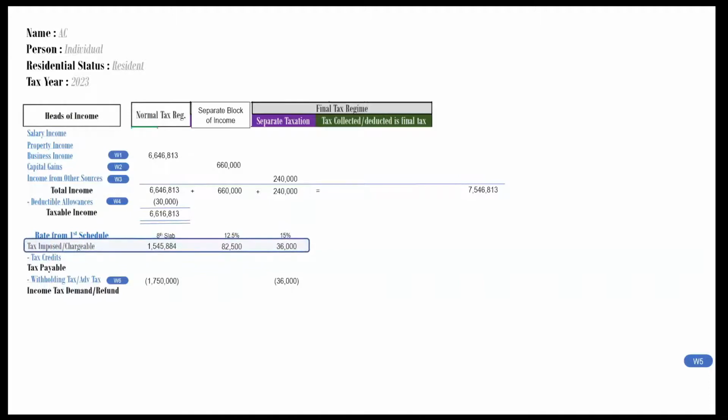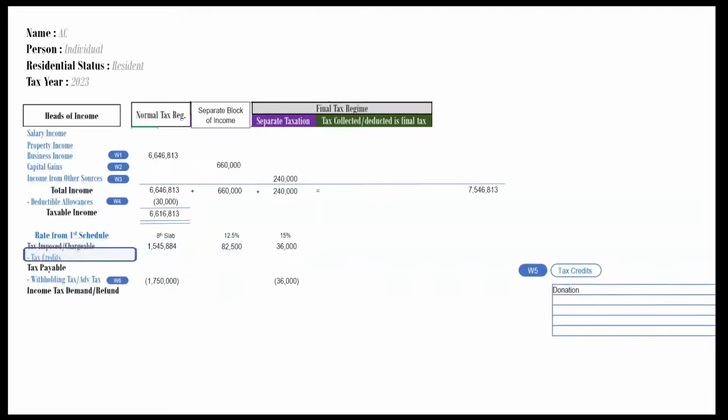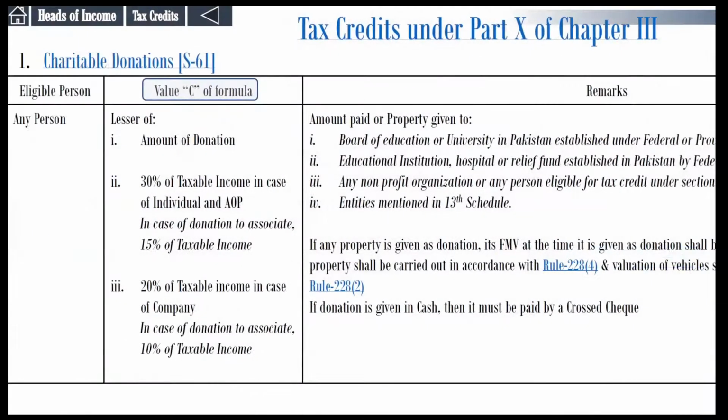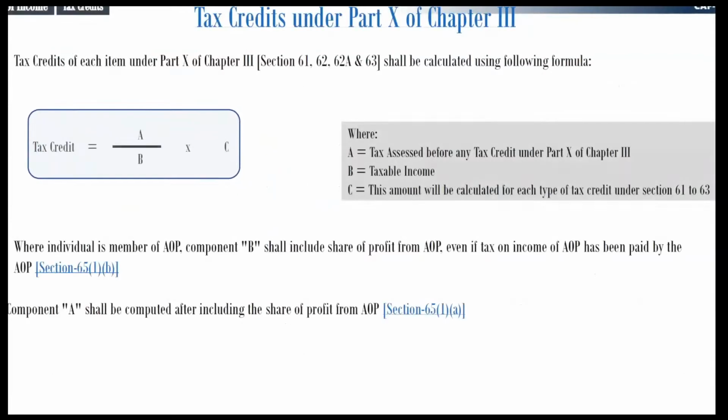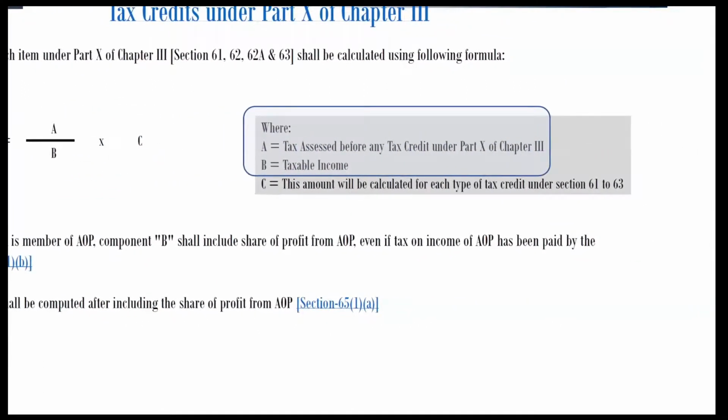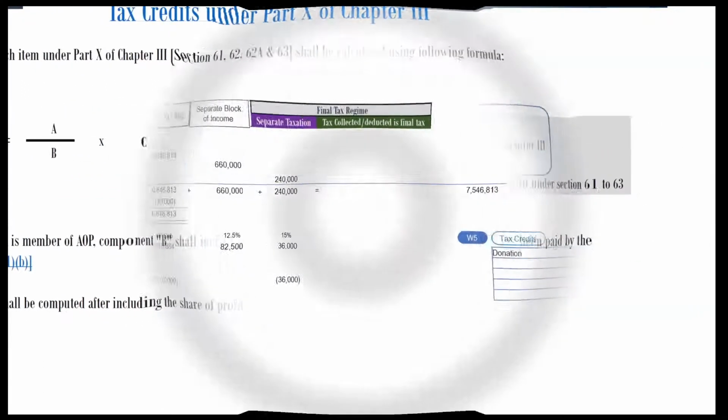Now we need to work on working 5 for tax credits. Recall notes slide for section 61. This section requires to calculate a value C. This value C is lower of amount of donation or 30% of taxable income. Value C is then multiplied with average rate of tax. This average rate of tax is calculated by A over B, where A is tax assessed and B is taxable income. Refer back to solution now.